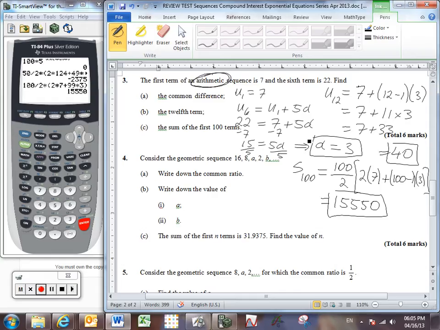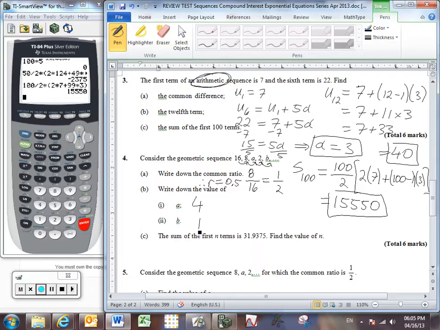Number 4, here's a geometric sequence that starts with 16 and then goes to 8 and then A and then 2 and then B. We need to first write down the common ratio. A common ratio can be found by writing any term and dividing it by its previous term. So 8 over 16 equals 1/2, therefore r is equal to 1/2, or 0.5 if you prefer. Now let's write down the value of A. So if I'm multiplying by 1/2 in order to get the next one each time, or you could think of that as dividing by 2, clearly A is 4, and then we divide by 2 again, and then we divide by 2 again, and B is equal to 1.